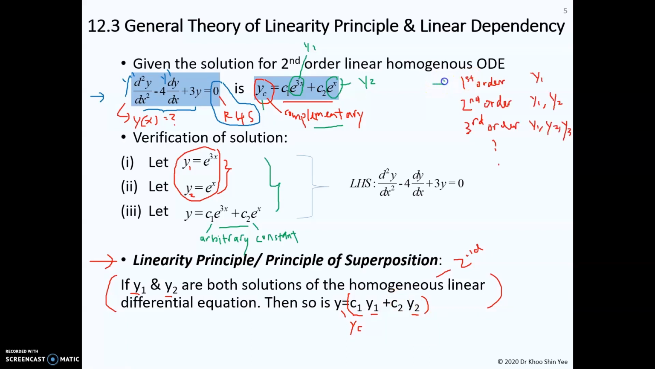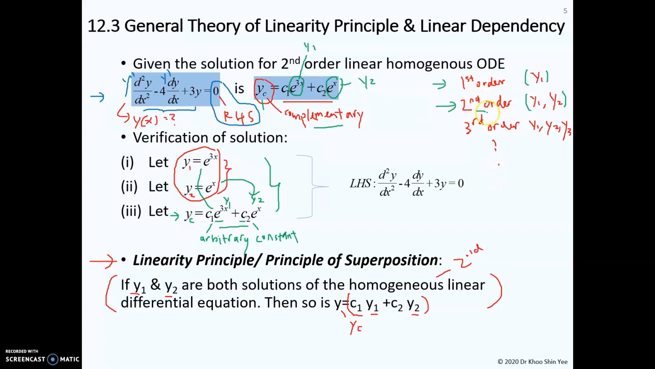In general, if you solve a first order linear homogeneous ODE, then you should obtain one solution. If you solve a second order linear homogeneous ODE, you will obtain two solutions like this case. And once you obtain two solutions, you can obtain the total complementary solution by taking the linear combination of y1 multiplied by c1 plus c2 multiplied by y2. So when you substitute your y1 and y2 inside, then you should obtain the final complementary solution for the second order.